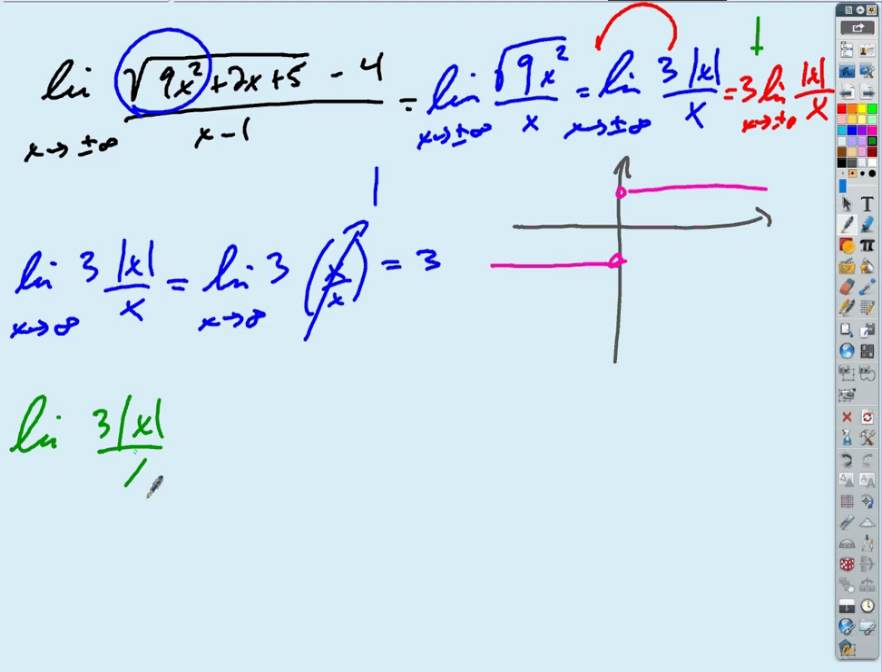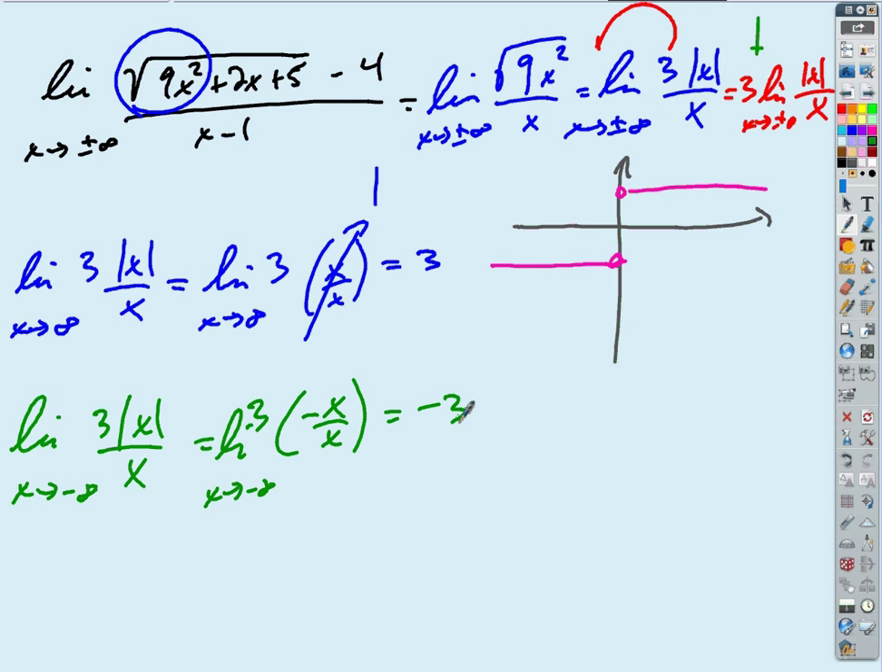Okay. How about the limit of 3 absolute value of x over x as x approaches negative infinity? Well, you already told me that's going to be 3 times negative x over x, which just becomes negative 1. So I get negative 3, right? So that's my horizontal asymptote to the right, and that's my horizontal asymptote to the left. Okay? Make sense?